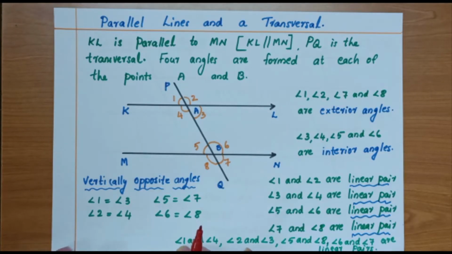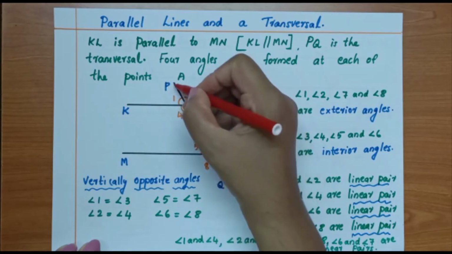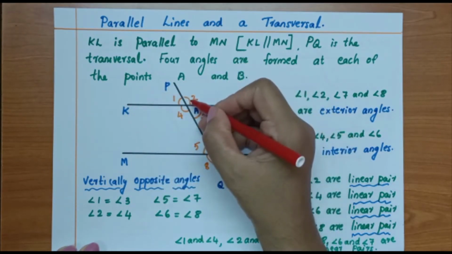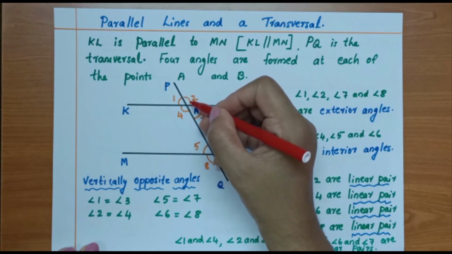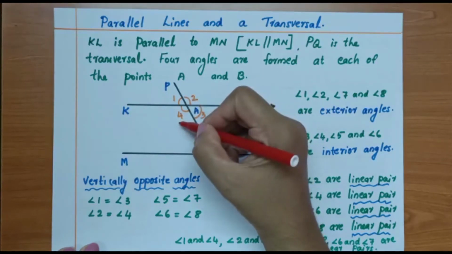Then we will get vertically opposite angles from here. When we choose the point A, we will see these two lines are intersecting. And vertically opposite angles are equal. When two lines intersect, the vertically opposite angles are equal. So angle 2 equals angle 4.